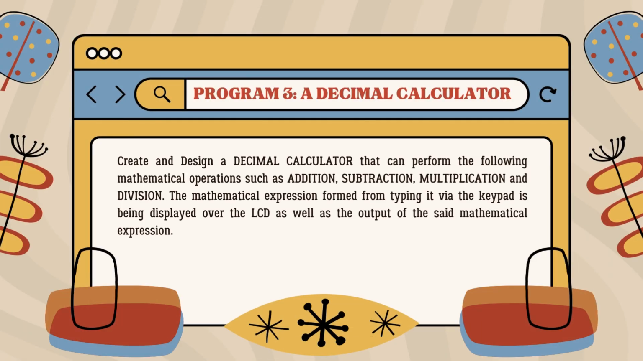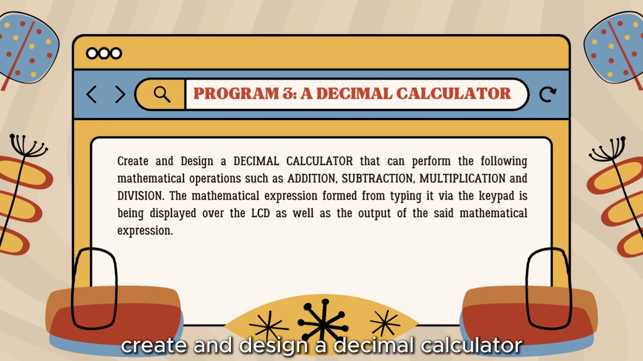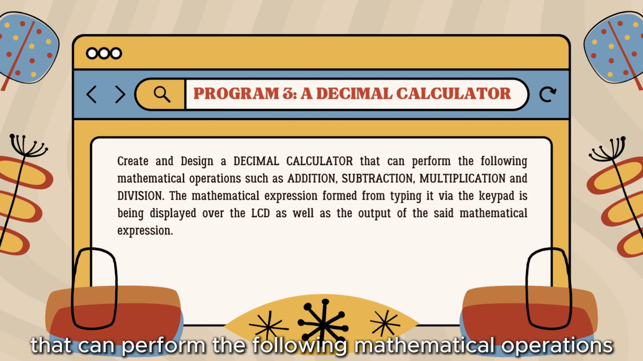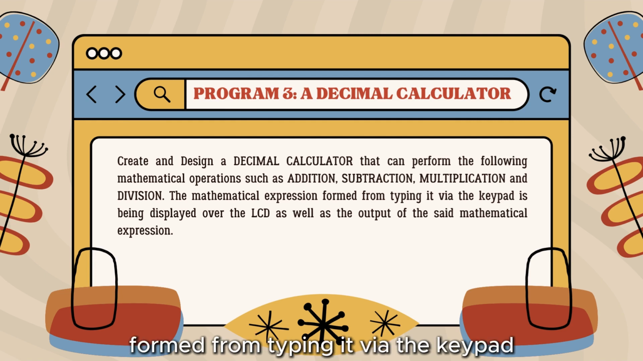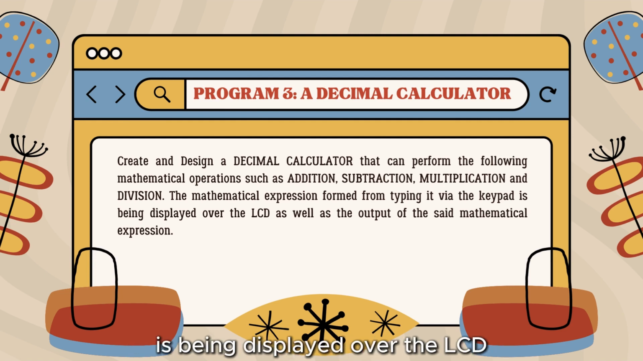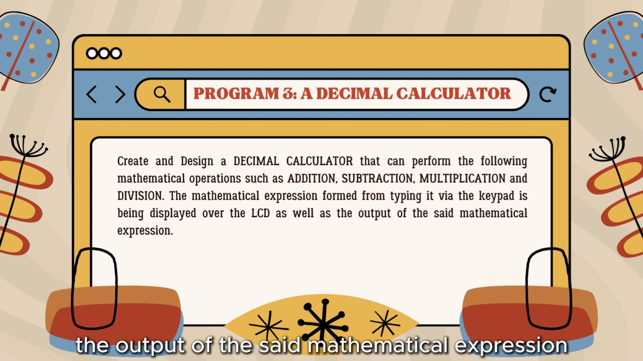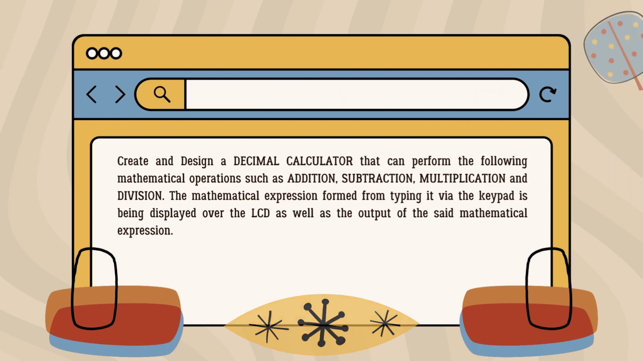Program 3. A decimal calculator. Create and design a decimal calculator that can perform the following mathematical operations such as addition, subtraction, multiplication and division. The mathematical expression formed from typing it via the keypad is being displayed over the LCD, as well as the output of the said mathematical expression.